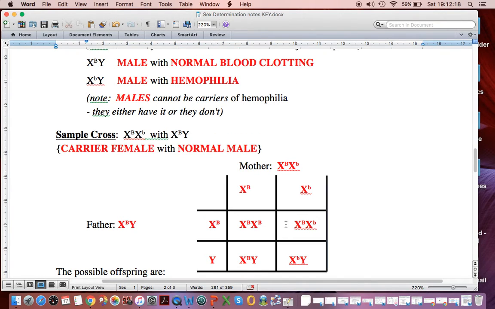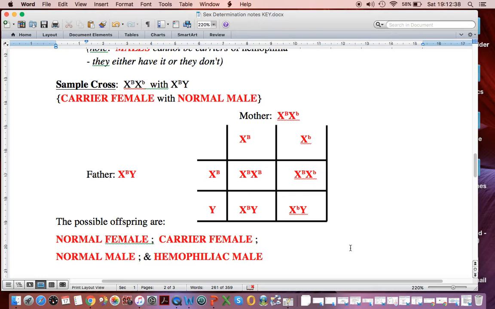And we interpret what's going on. Well, these top two things, this would be a female with normal blood, and this would be a female with normal blood, but that female would also be a carrier. This X big B Y would be a male with normal blood, and this would be a male with hemophilia. And so that's what we're talking about. It's a 25% chance for each of these combinations, and wording of questions becomes interesting.